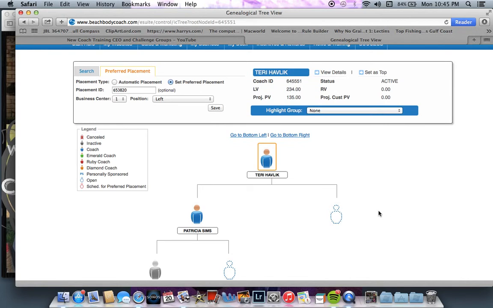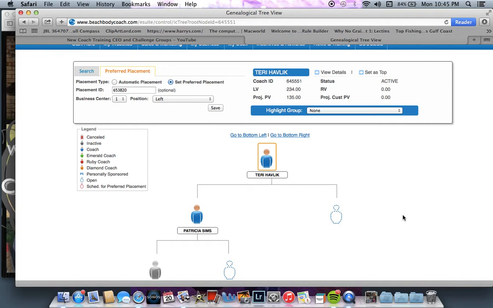Okay, so Emerald is having 2 coaches. The next rank is Ruby, which a lot of people skip. Ruby is 2 coaches on your right, 2 coaches on your left, and one of each of your coaches is also Emerald. Their little man is going to change colors. You're going to be able to see that when your personally sponsored coach goes Emerald. If you have an Emerald on each right and left and 4 coaches, you're Ruby.